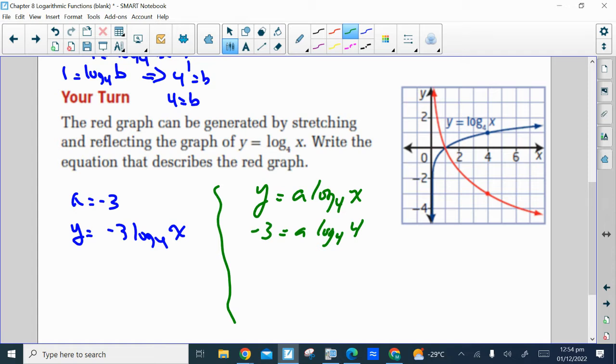And log base 4 of 4 is 1. That's asking 4 to what power is 4? Another way of looking at it, log base 4 of 4 can be evaluated using the change of base identity. Log 4 over log 4. You're dividing something by itself, you'll get 1. Either way. So there's another reason why the value of a is negative 3.